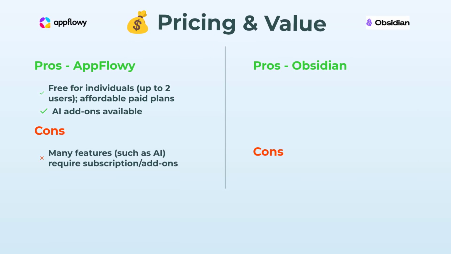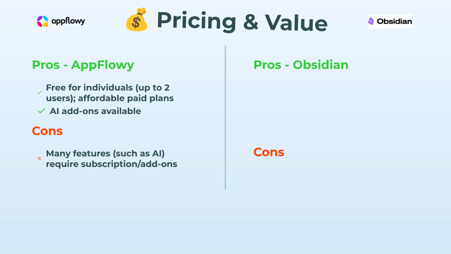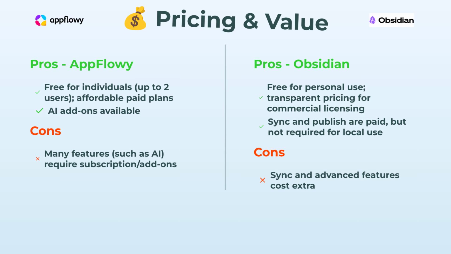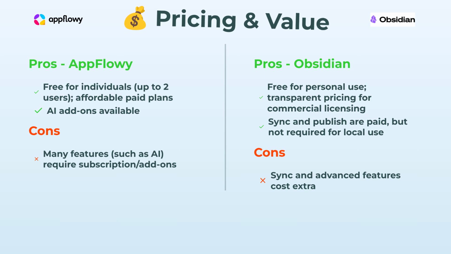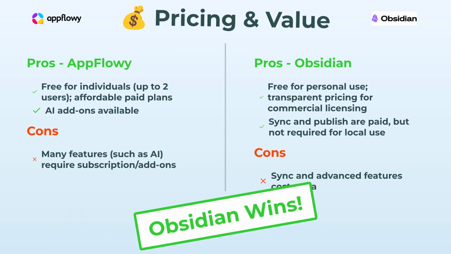Let's dig into pricing and value, which everybody asks about. AppFlowy is free for individuals up to 2 users, and the paid plans are actually pretty accessible. There are some AI add-ons too, if you're curious. The catch? A lot of those cool features are locked behind subscriptions. Obsidian, meanwhile, is totally free for personal use, and the paid stuff is only if you want pro sync or to publish stuff online. Honestly, for sheer value, especially local-only users, Obsidian comes out ahead.